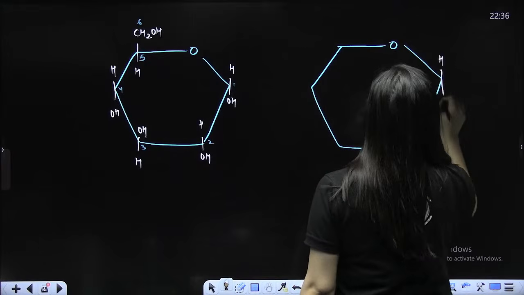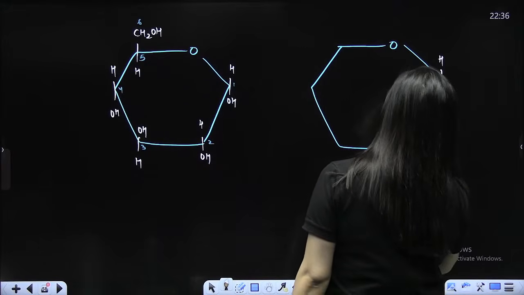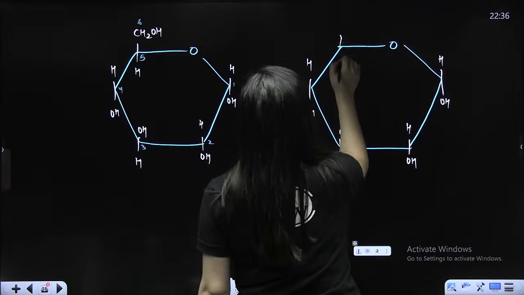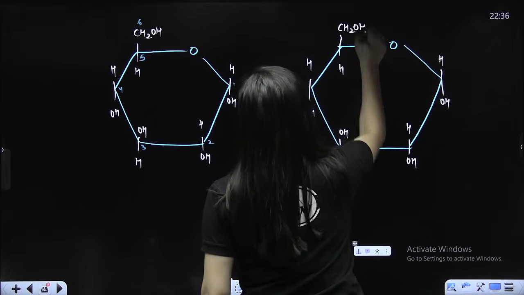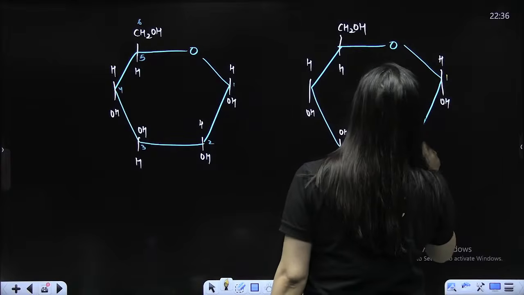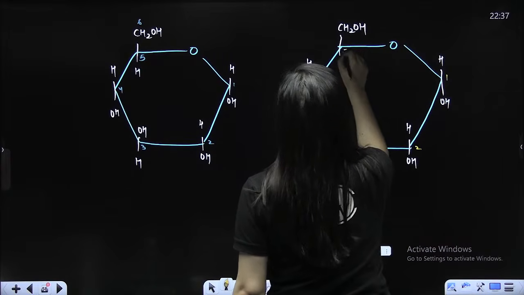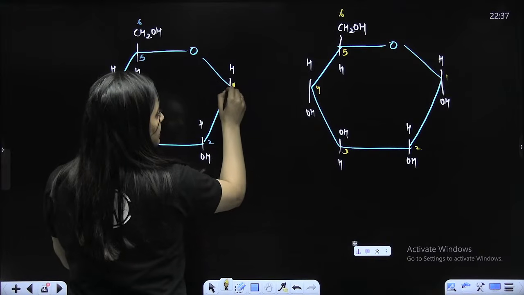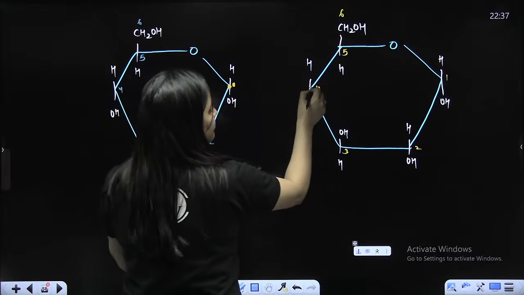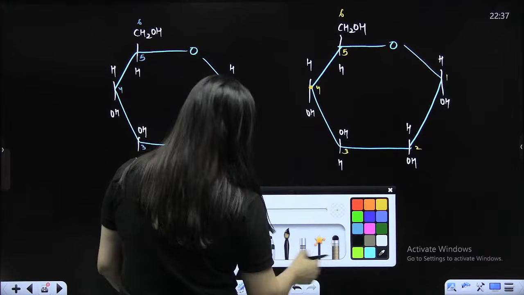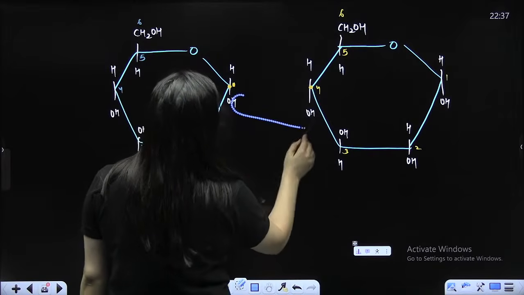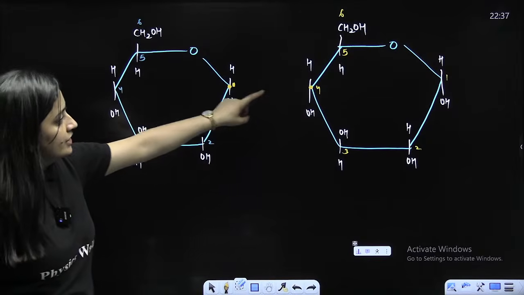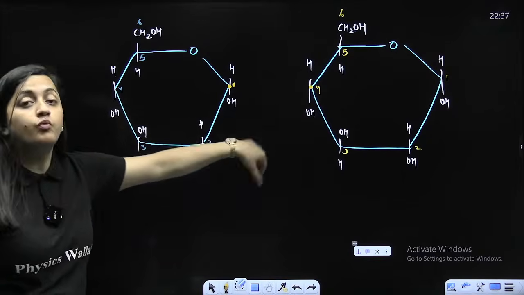Then again, 1, 2, 3, 4, 5, 6. These are the glucose. So this first carbon of the first glucose and the fourth carbon of the next glucose. Here, what will happen? There is the release of water. Look, OH here, H here. So what is going to happen here? The water will release.